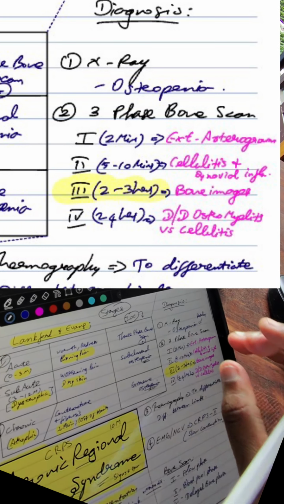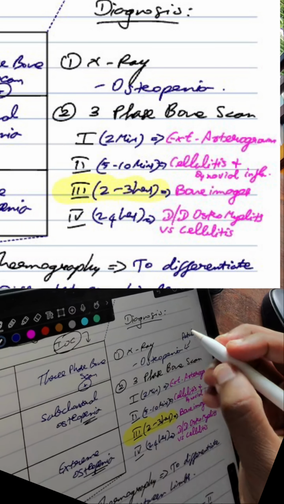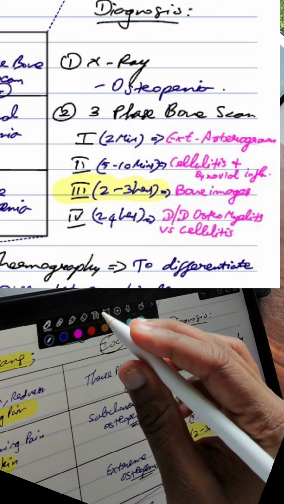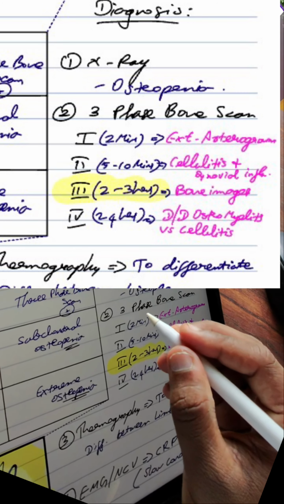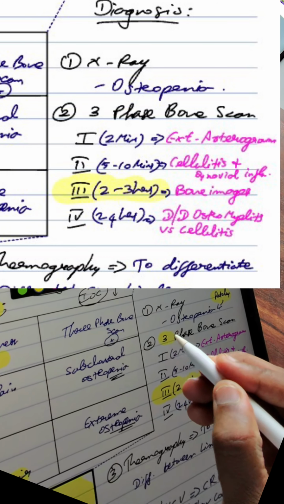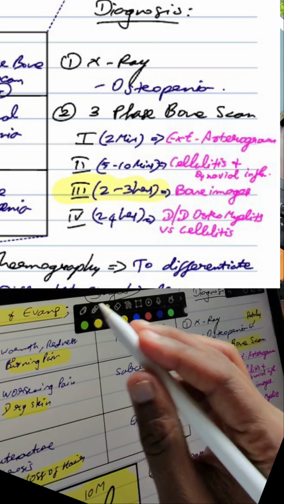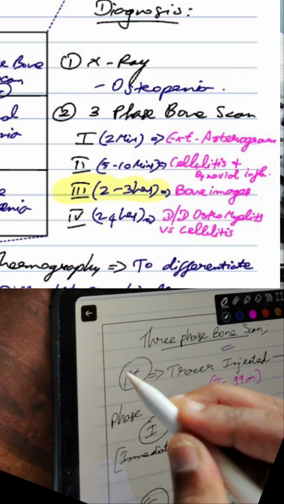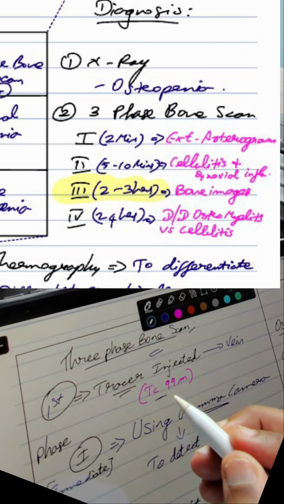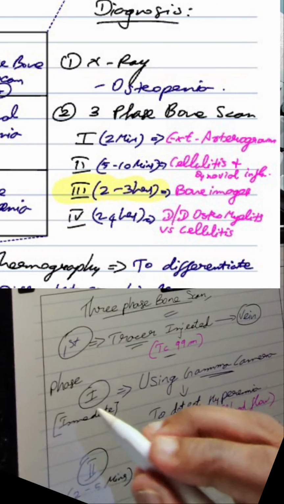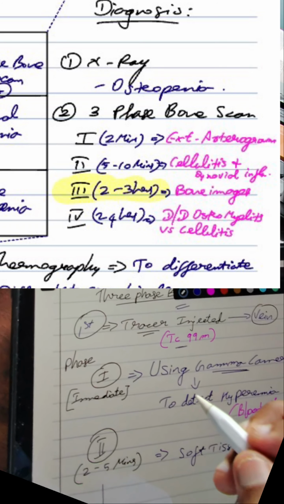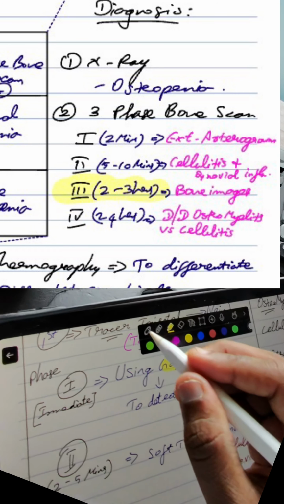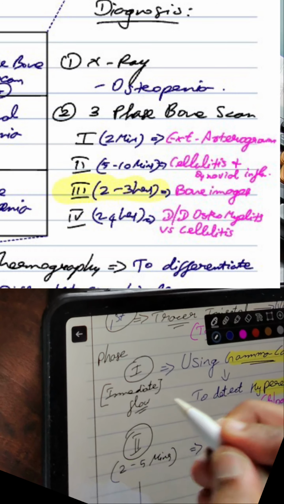So what will be the investigation of choice? Whenever CRPS is suspected, first take an X-ray to look for any patchy osteopenia. The main investigation of choice will be the 3-phase bone scan. It has 3 phases. In the first phase, we inject a tracer, technetium 99m, into the vein. It's a painless procedure. Phase 1 is done immediately using a gamma camera to detect hyperemia, that is blood flow. So phase 1 is called the flow phase.